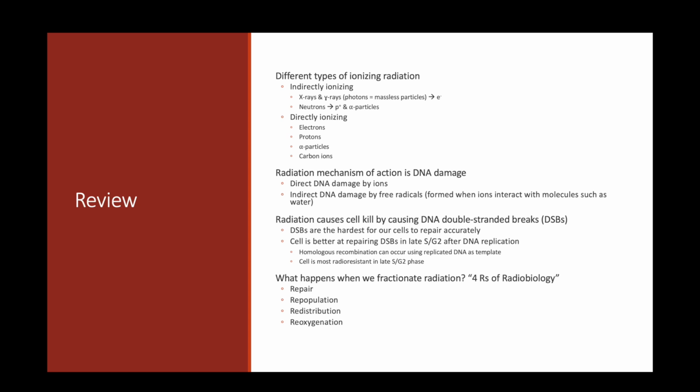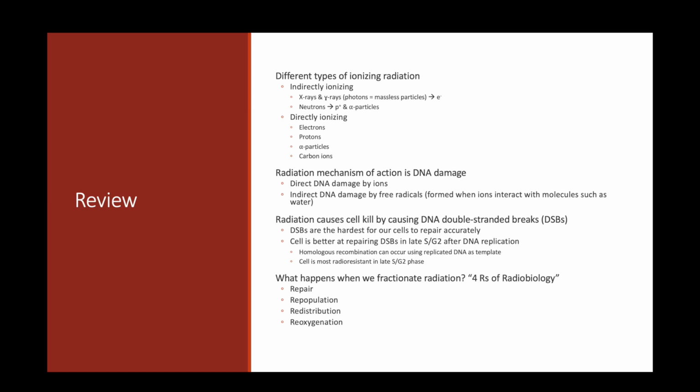And then there are neutrons, which have a huge mass, much, much heavier than electrons even. Neutrons are very heavy particles that can interact with the nuclei of our atoms and result in the release of protons and alpha particles. So indirectly ionizing radiation is anything that's uncharged that interacts with our atoms and causes the release of charged particles. That's where that indirectly ionizing term comes in. Directly ionizing, then, are any particles that are charged. So electrons, protons, alpha particles, carbon ions, they themselves have a charge, and so they're considered directly ionizing.